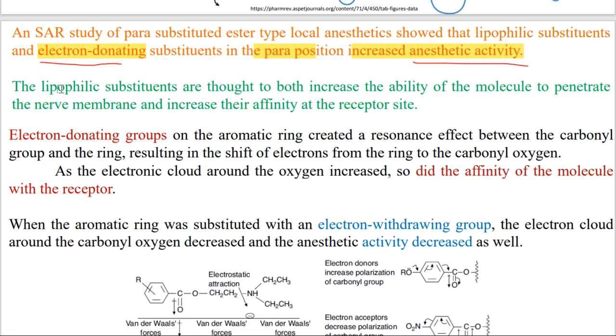But if electron donating groups are present, they create a resonance effect between the carbonyl group and the ring. Okay, and so what will they do? This electron cloud of the oxygen increases, so it increases the affinity of the molecule with the receptor.